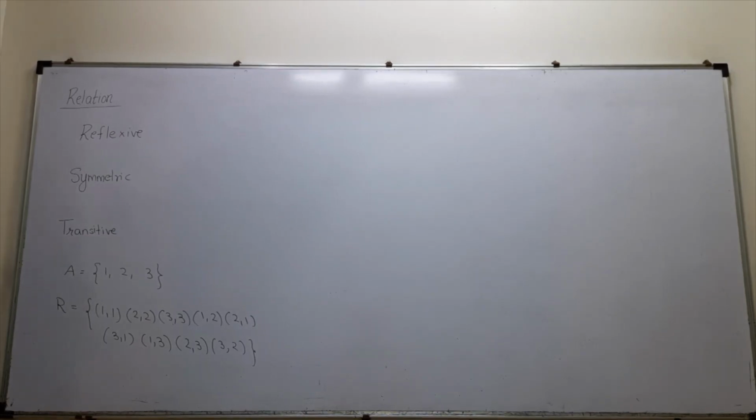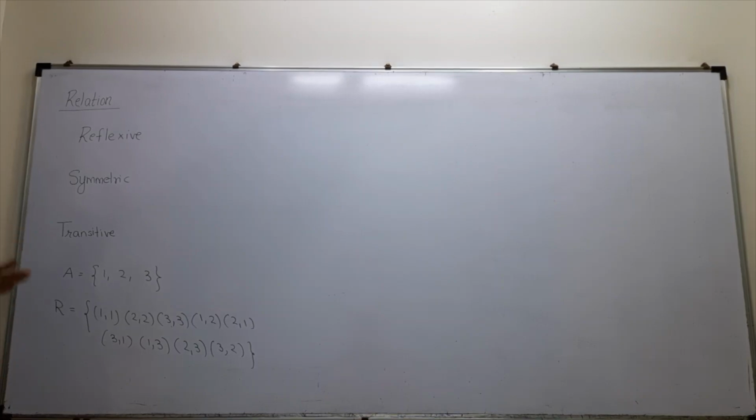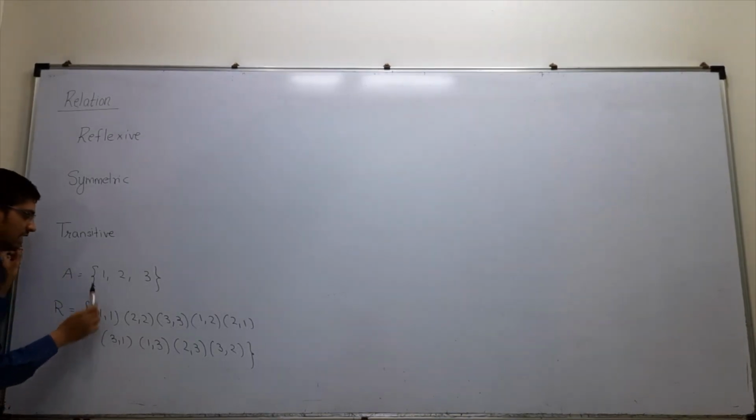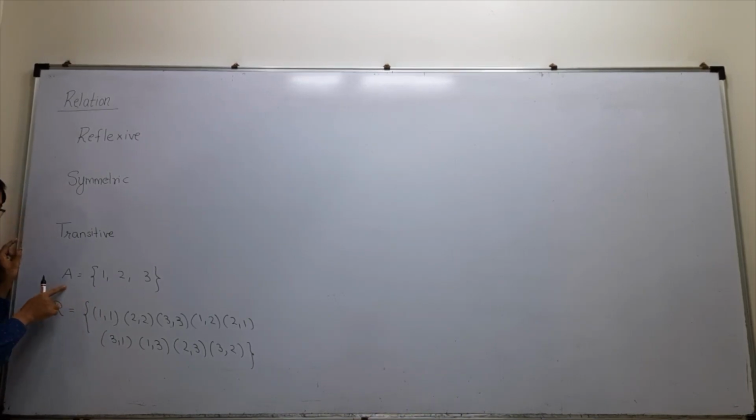Now see here. Reflexive means both elements must be the same. That is, a member is making a relationship with itself. Now see, this R is defined on set A.